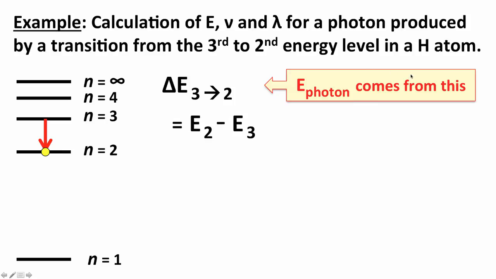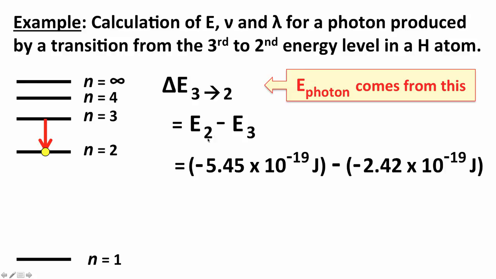Well, the 3 to 2 transition starts out at level 3, ends up at level 2, so this is final minus initial. And then, as seen previously, we were able to calculate the energy of these levels. Second level is negative 5.45 times 10 to the minus 19th joules. Third level is negative 2.42 times 10 to the minus 19th joules. Subtract the third from the second, and we get negative 3.03 times 10 to the minus 19th joules.